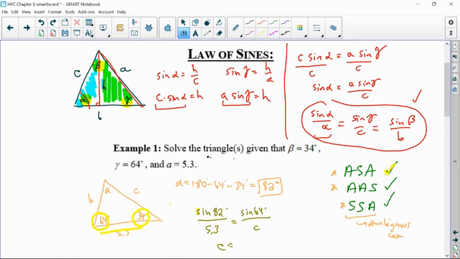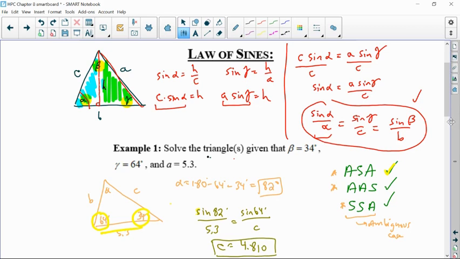So I'm going to do 5, and make sure you are in degree mode. So 5.3 times the sine of 64. And then divide by sine of 82. And I'm going to try to go 3 decimal places, 4.810. Okay. And then I have one more I have to solve for.